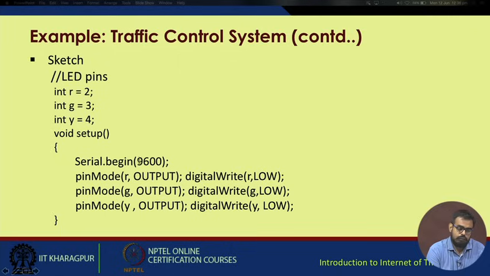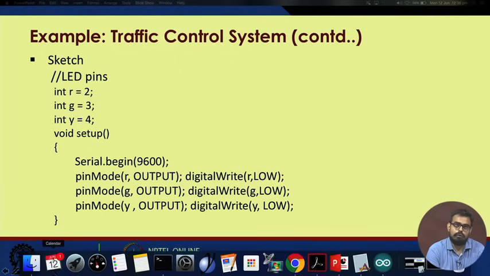As you can see, prior to void setup, we globally define a few values. int r equal to 2. Basically we are taking 3 colors, R, G and B. We are not giving B, we have written Y. So R, G and Y, red, green and yellow. Globally we are defining R as integer equal to 2, G equal to 3, Y equal to 4.